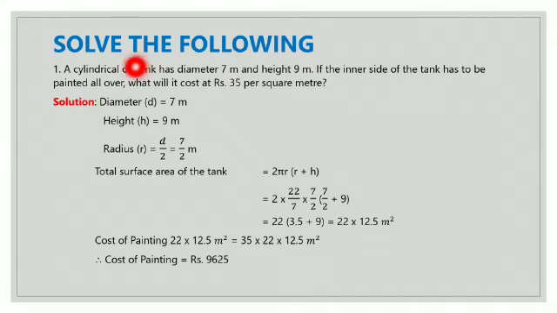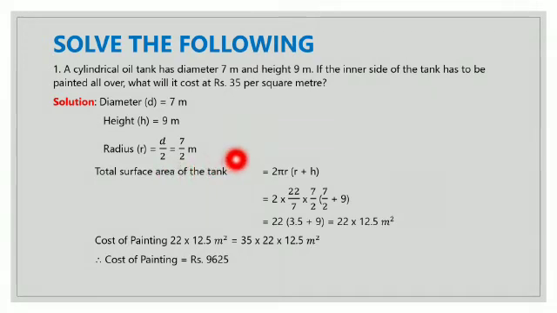Solve the following. A cylindrical oil tank has diameter 7 meter and height 9 meter. If the inner side of the tank has to be painted all over, what will it cost at rupees 35 per square meter? So diameter d equals 7 meter, height h equals 9 meter. Radius r equals d upon 2, that is 7 upon 2 meter.